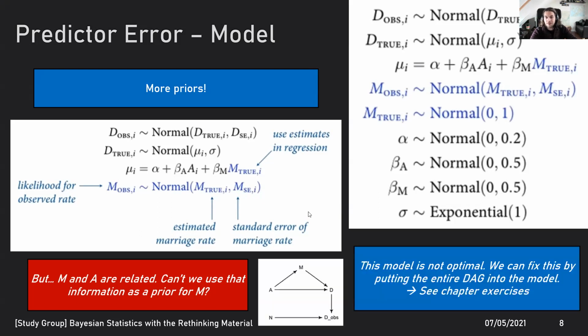Well, yes, we can. Here's just the DAG to remind you of what's happening. This model that we're showing right now on screen is not optimal in this case, because it neglects that bit of information, and we could have a more certain estimate of our true marriage rates, given that we know there's a relation between age and marriage here. We could fix this by putting the entire directed acyclic graph assumption into the model, but that would go a bit too far for just this quick overview here. So if you want to see how this is done, the chapter exercises have you covered. And we'll go into them later, obviously. That is, if everyone feels up for it.